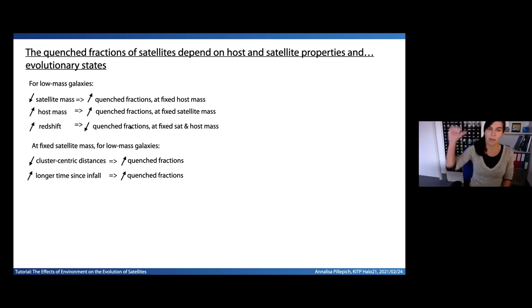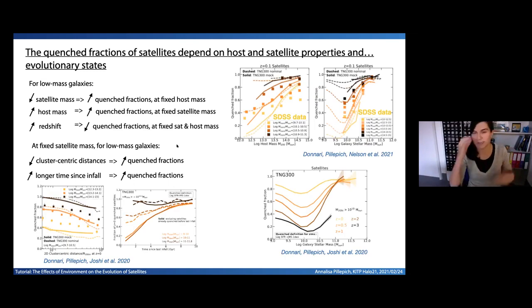For low mass galaxies, lower satellite mass implies higher quench fractions. Higher host mass implies higher quench fractions. Higher redshift, lower quench fraction if you fix everything else. At fixed satellite mass, for low mass galaxies, lower cluster-centric distance means larger quench fractions, but longer time since infall also implies larger quench fractions. As I said, these are quantitatively supported both by observations like SDSS data in these plots here, and simulations like TNG, again, here in curves. I don't want you to look at the plots, these are too many, but I'll leave them in the slides.